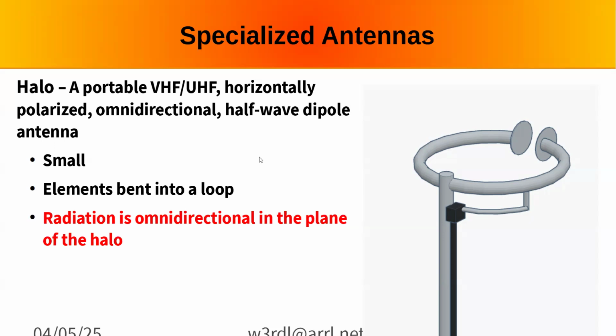So it radiates in the plane of the halo, which is not what you would think. But I guess it is, because if you uncurved it, you'd have a half-wave dipole, and that's the way it would radiate. So when you curve it, I guess the stuff in the middle cancels out, so you just get radiation around the outside of it.